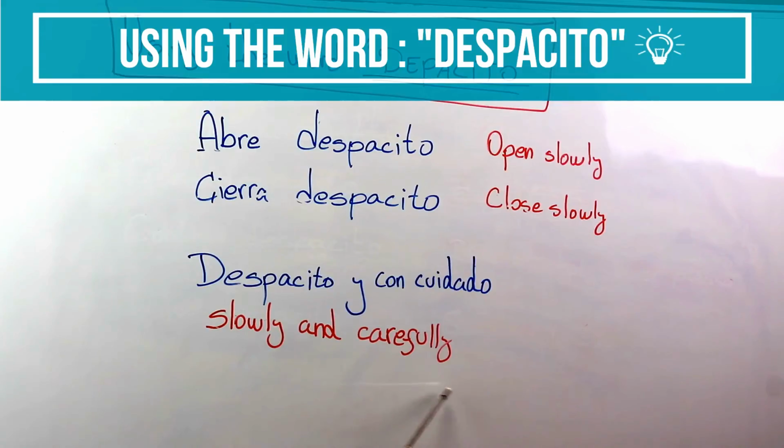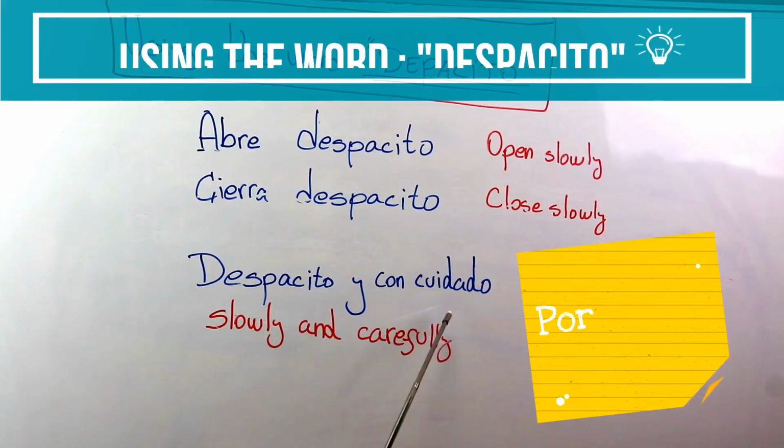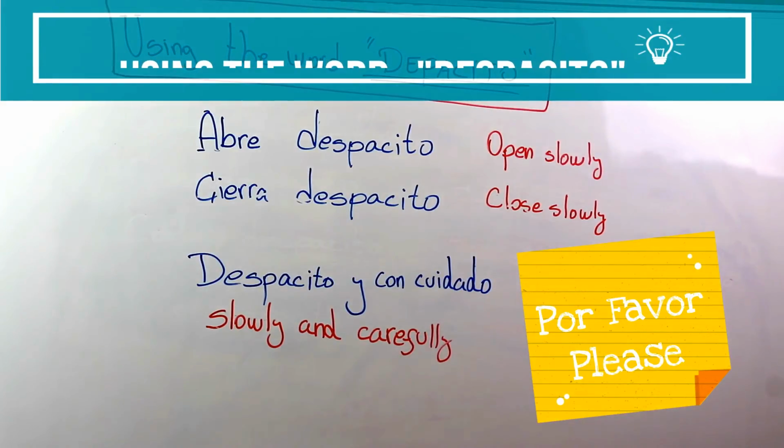Slowly and carefully, please. Despacito y con cuidado, por favor. Let's say you're moving houses and you hire a company to move all your furniture. And these people are grabbing your expensive furniture and throwing it around and you panic. So you would tell them in Spanish, firm but politely, despacito y con cuidado, por favor.